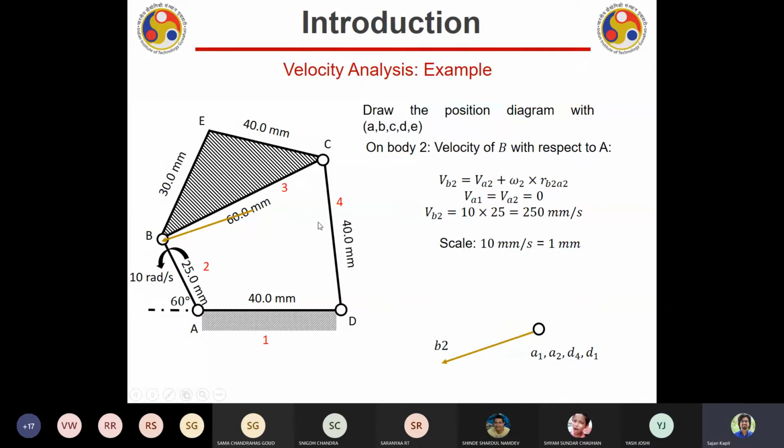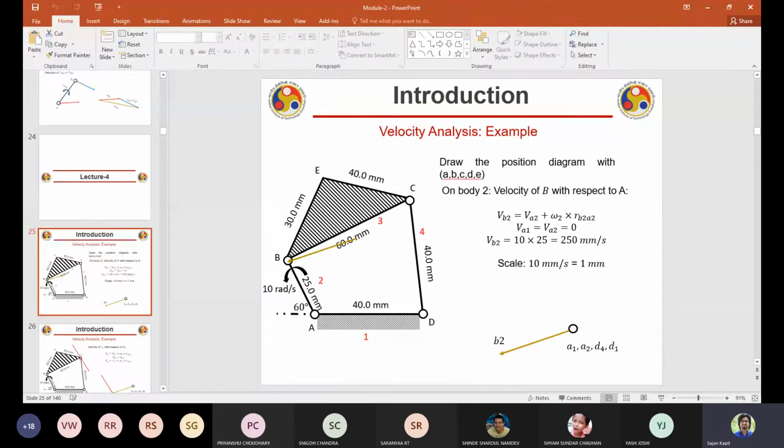So, you first of all draw this position diagram. I am sure you have already done it last time. Okay, if you have not, do it again. Once you finish that, let me know. Just the position diagram you draw first. I hope it is drawn, right?